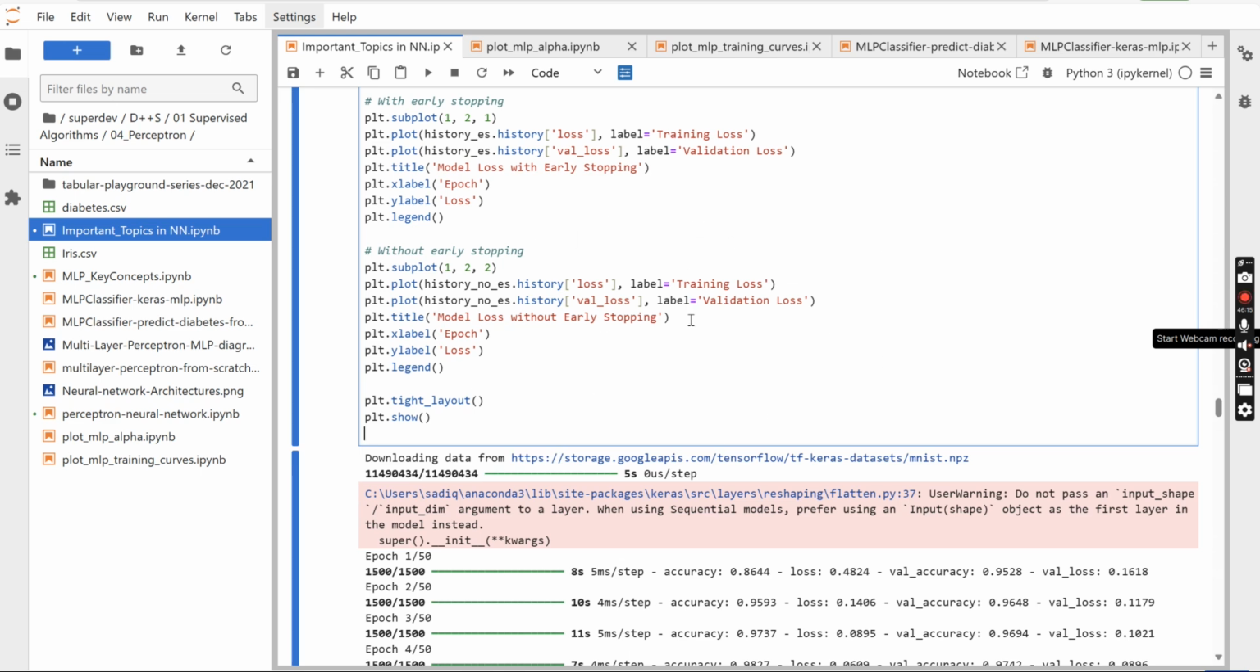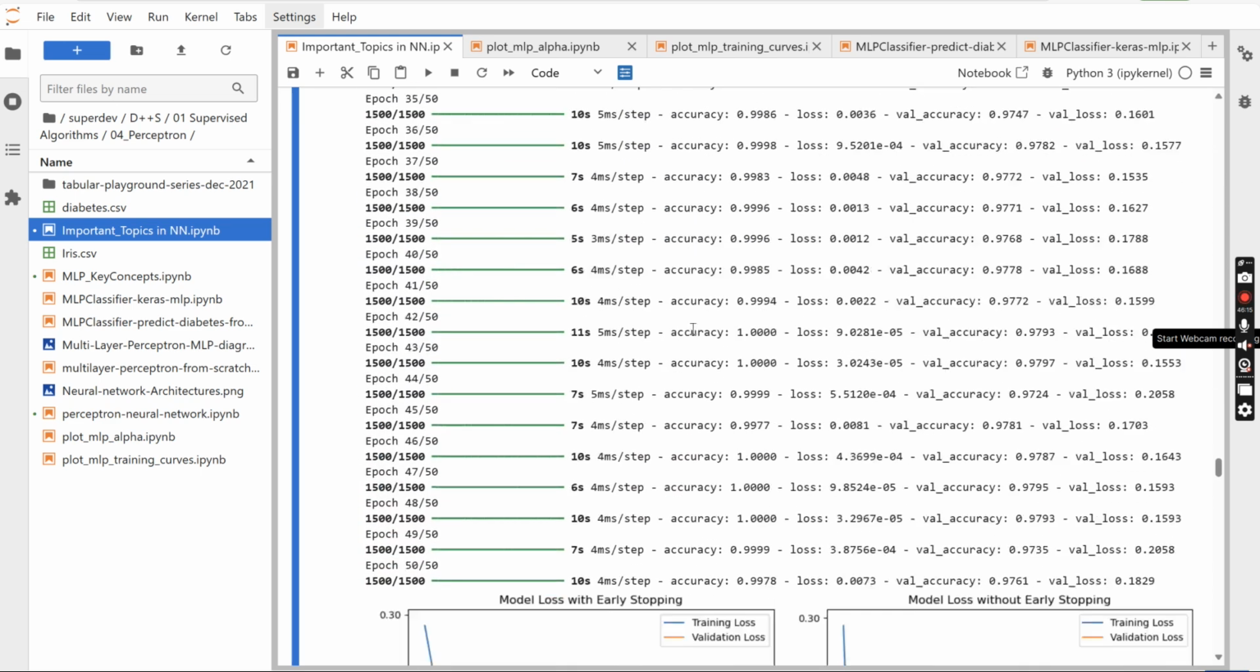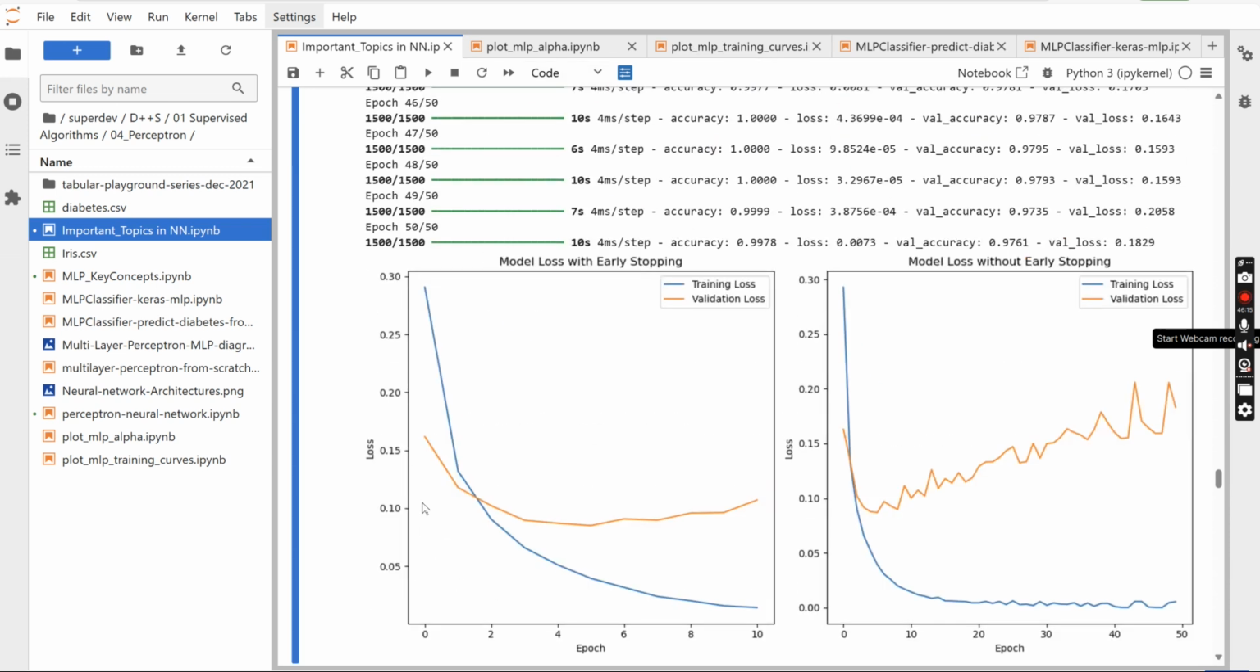I was trying to show early stopping. This model is not doing a good job. Why? Both your blue line and your red line should be in the same shape, same direction. Here it is going like this, here it is going like this. So if your validation loss is greater than your training loss, it's overfitting. This is also the same case, overfitting. Here training loss is lower, validation loss is higher, overfitting.